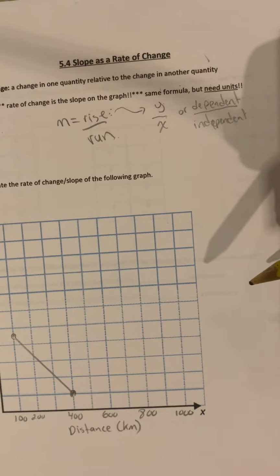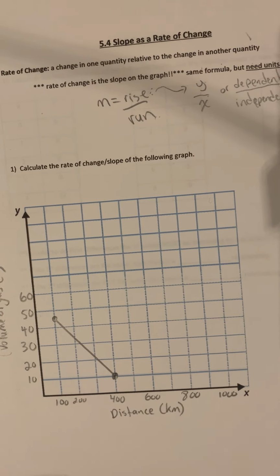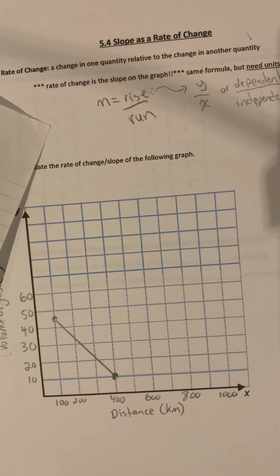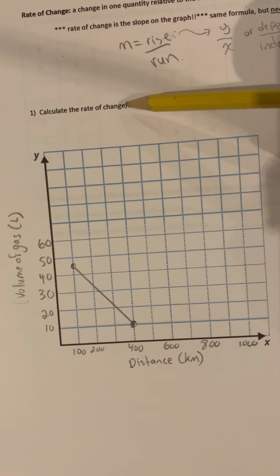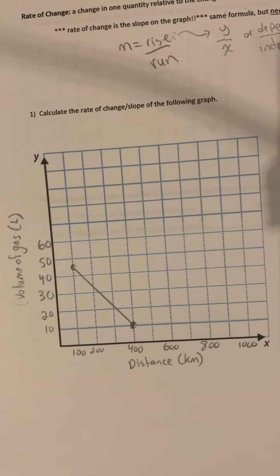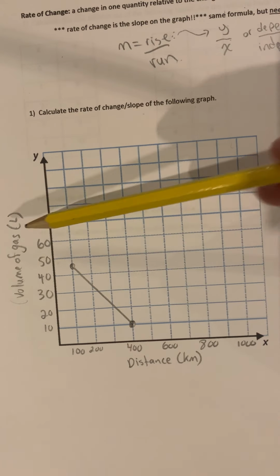So we just have this one question to go through today, and that is it. This one says calculate the rate of change, the slope, of the following graph. We have here distance versus volume of gas.